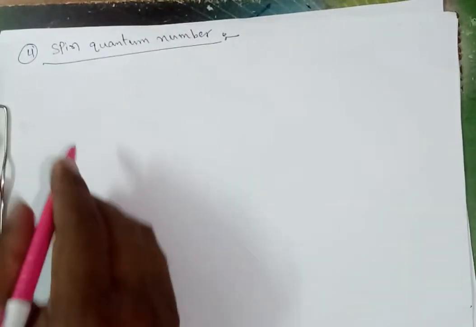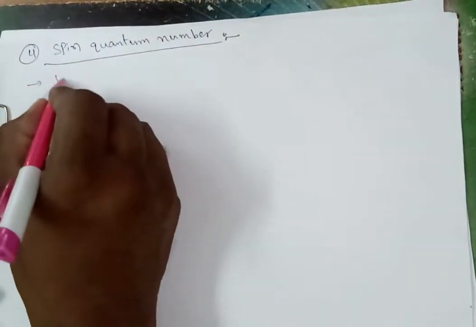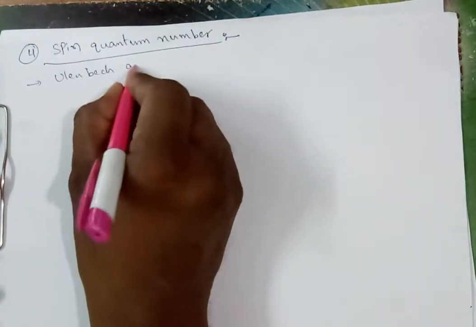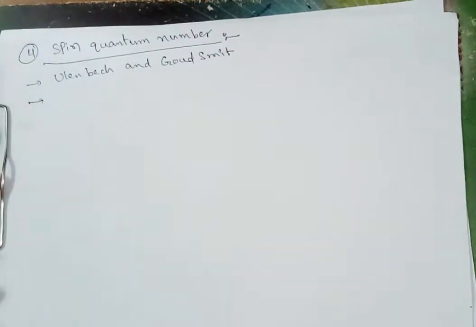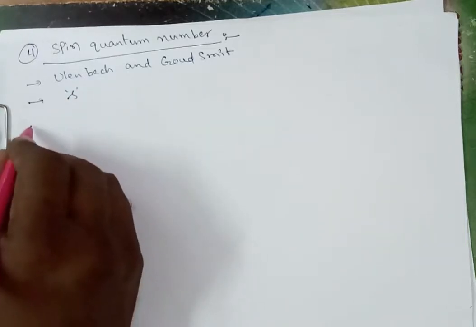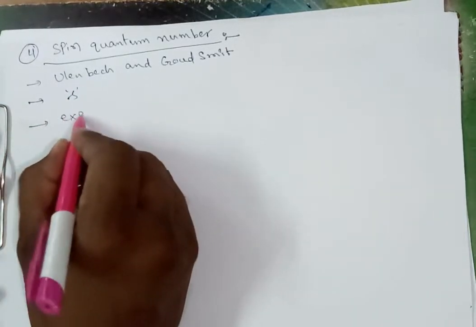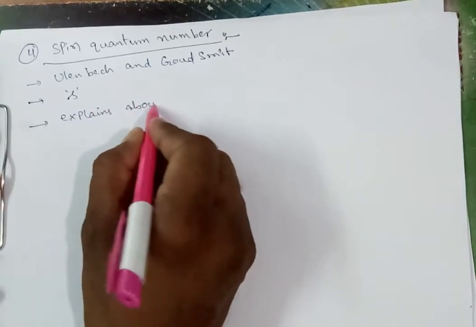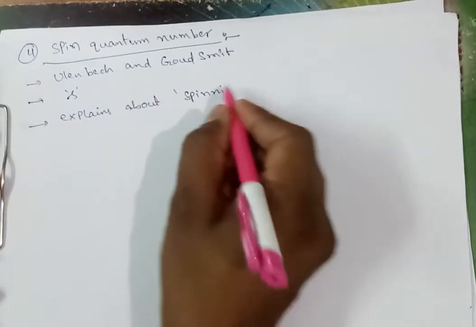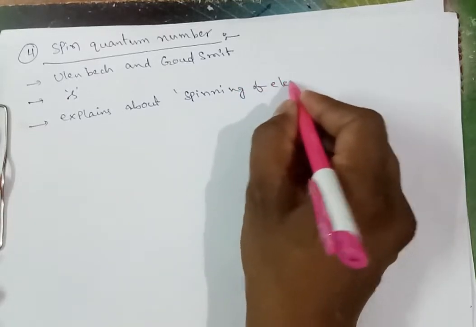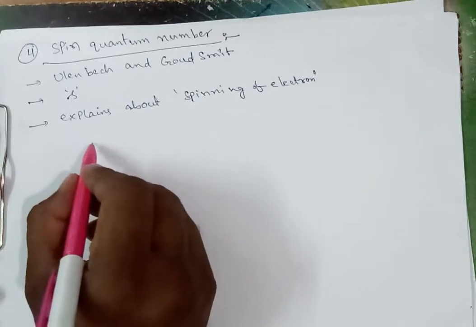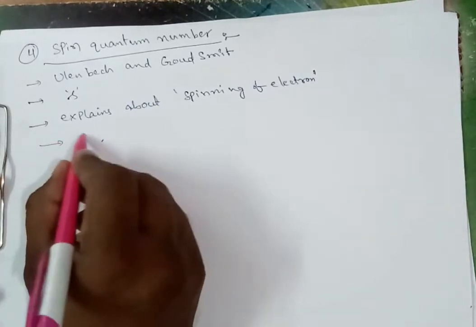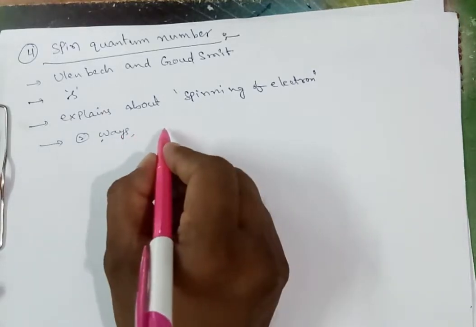The fourth quantum number is the spin quantum number. It was proposed by Uhlenbeck and Goudsmit. It is denoted by small s, and it explains the spinning of the electron. The quantum number which only explains the electron is the spin quantum number. According to the spin quantum number, the electron rotates in 2 directions. One is the clockwise direction.